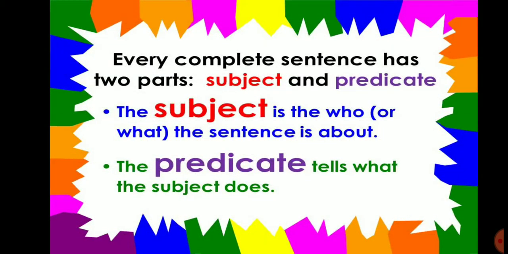Every complete sentence has two parts, subject and predicate. The subject is the who or what the sentence is about. The predicate tells what the subject does. We divide every sentence into two parts, subject and predicate. Subject tells us what the sentence is about or who does the action in the sentence. It can be a noun or pronoun. Predicate tells us what the subject does.